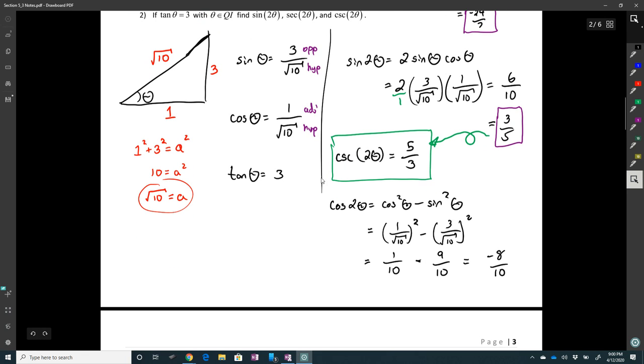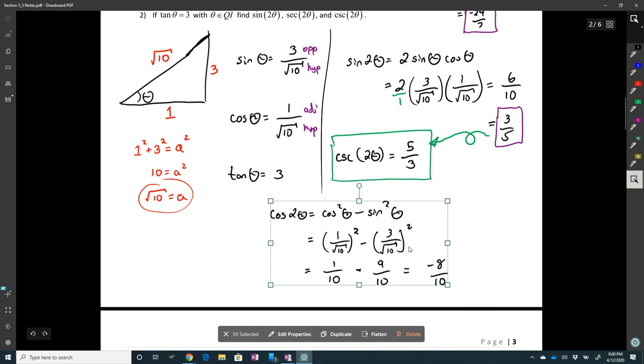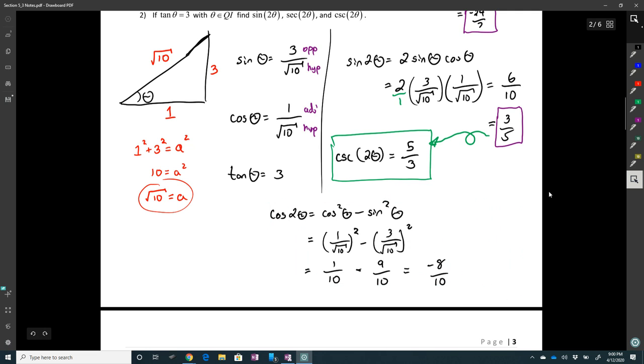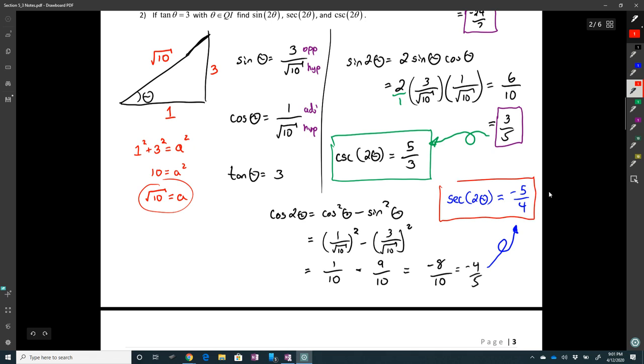Let me shrink that so I can have room, or move it to the side a bit. So that is negative 4/5. So that means that secant of 2 theta would be negative 5/4, the flip version of the cosine. There you go.